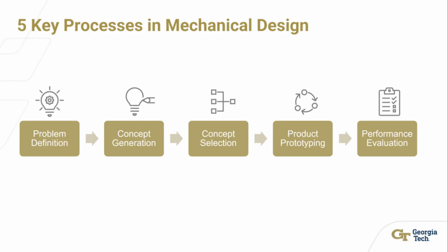Now, I have a particular fascination with mechanical design, so the 5 processes I have outlined here fall under the general umbrella of the mechanical design process. So let's take a look at these 5 processes. First, in order of how these would be completed during the design process would be problem definition, then concept generation, then concept selection, product prototyping, and finally performance evaluation.